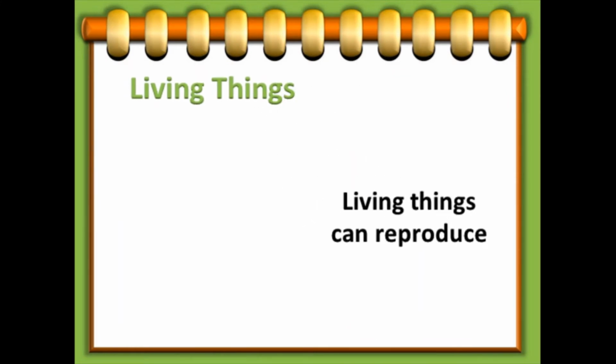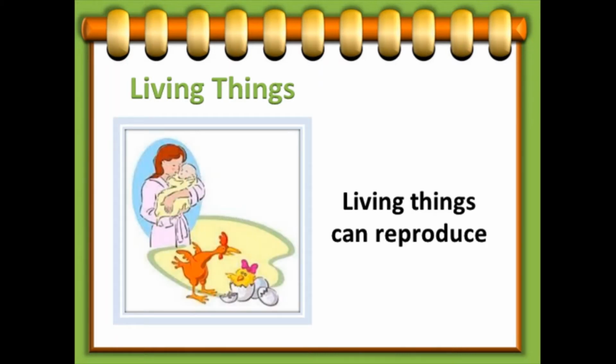Let's have the third characteristic of a living thing. Living things can reproduce. They make other living things. For example, a mother can have a baby. A chicken can have a baby chicken. Living things can reproduce. Your turn. Great job.